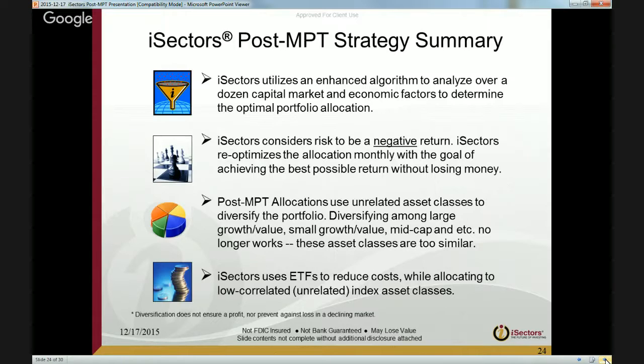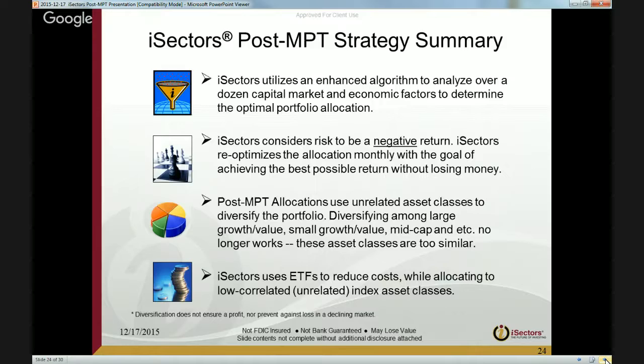So to summarize, these 4 improvements. Number 1, the post-MPT models use a more robust, enhanced, scientifically advanced asset allocation algorithm that looks at over 15 capital economic factors to determine the optimal portfolio allocation. Secondly, it uses a better definition of risk. It uses don't go below zero to measure risk versus standard deviation.